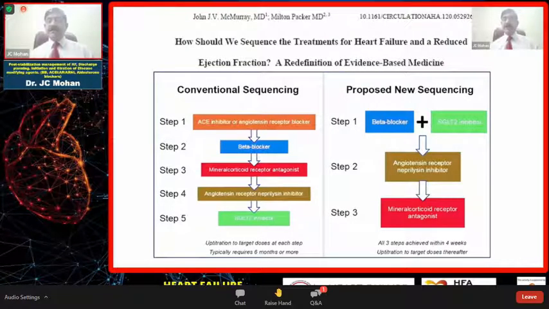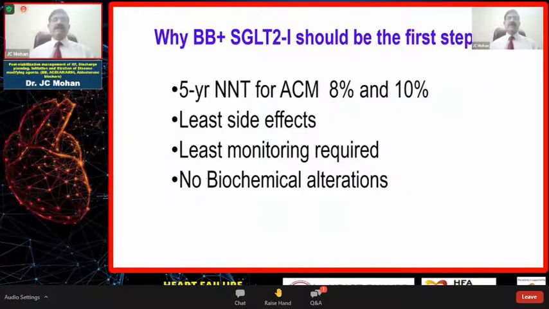All these three steps should be achieved within 4 weeks, with up-titration to target doses thereafter. So what it says is that initiation should be within the 4 weeks and up-titration could take another 4 to 6 weeks. And that seems to be a very logical thing when you look at the entire benefit of SGLT2 inhibitors and beta blockers. Why is the first step beta blockers and SGLT2 inhibitors?